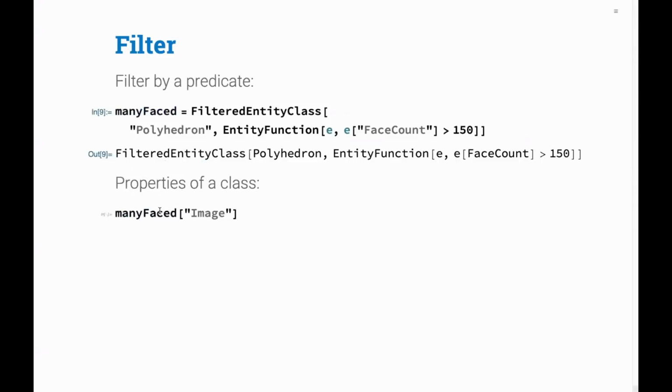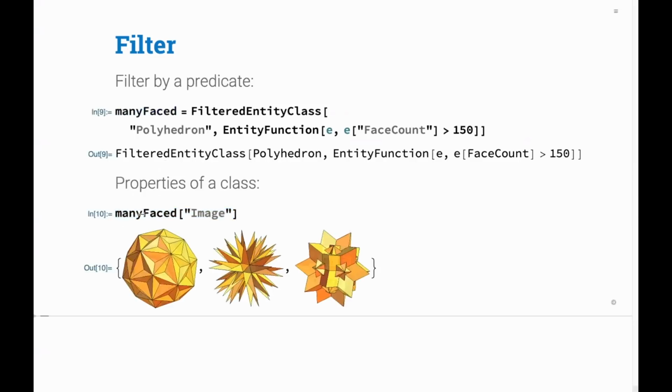And then I can retrieve, for all the entities in that class, say the image. So all of those seem to be having more than 150 faces.